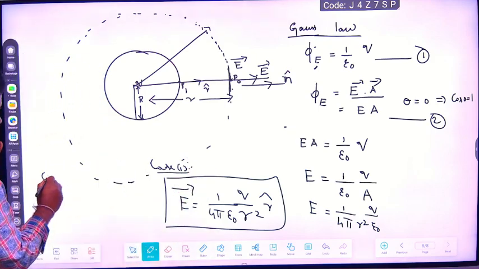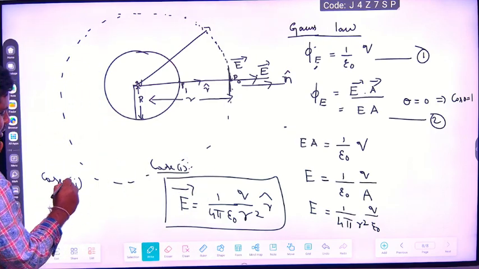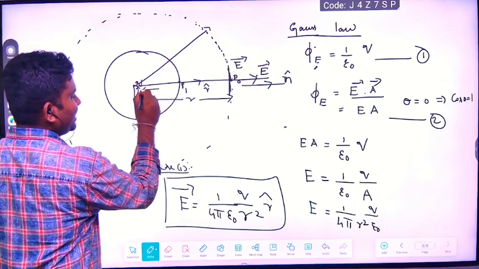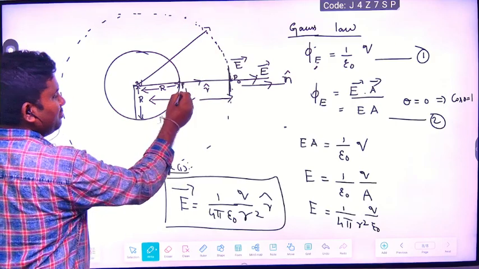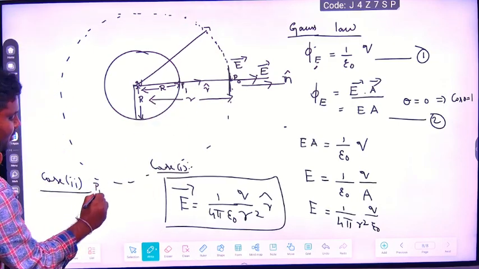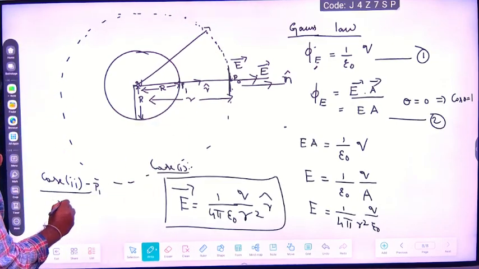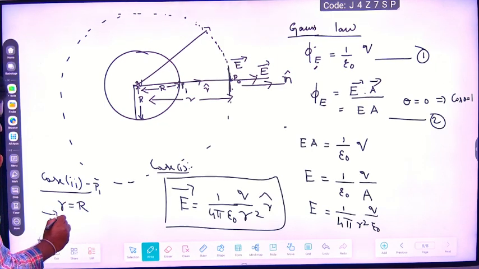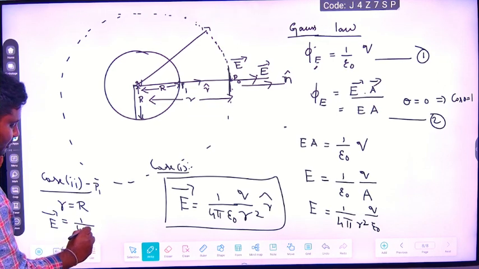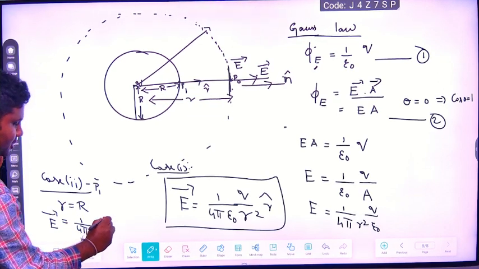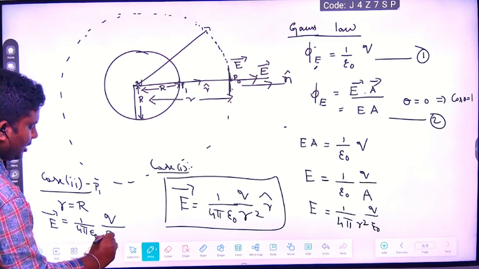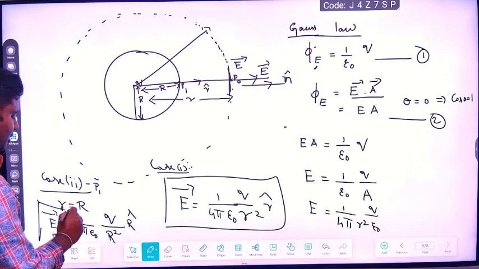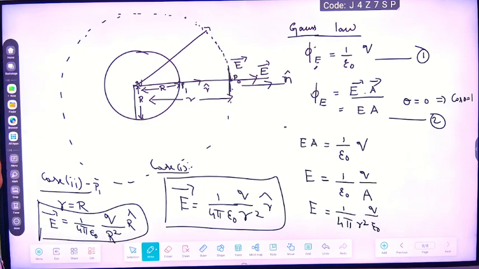If it is case 2, what is case 2? If you want to find the electric field on the surface at point P, which is at a distance r, the radius of the spherical surface, write P1. Now small r will be capital R. What is the new electric field? E vector will be equal to 1 by 4 pi epsilon naught, q divided by r square, into r cap. This is the electric field on the surface of the spherical body without the Gaussian surface.